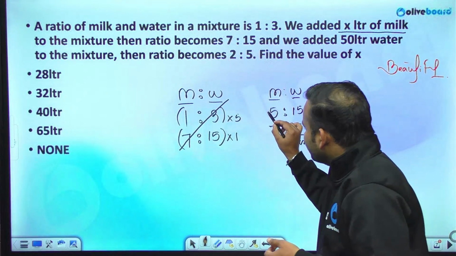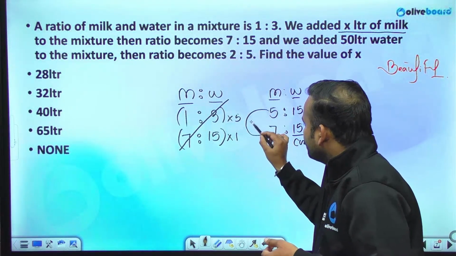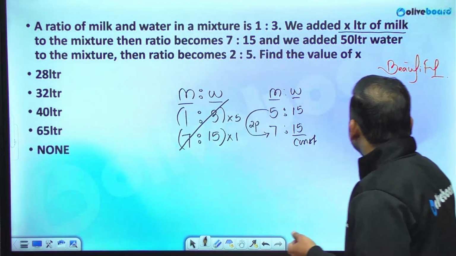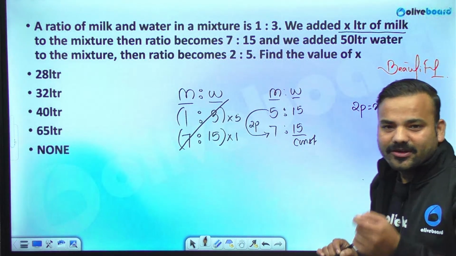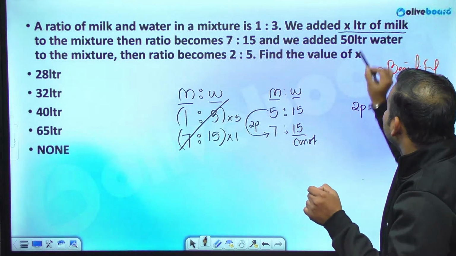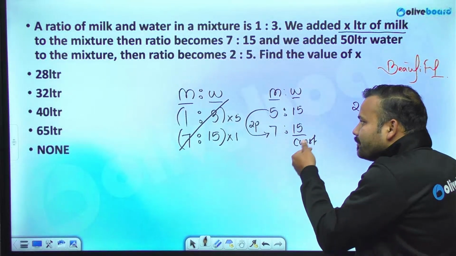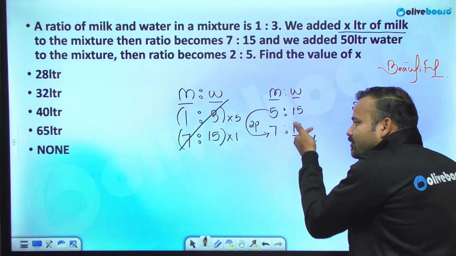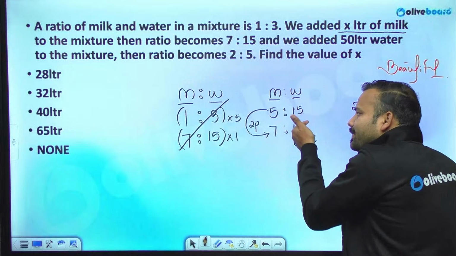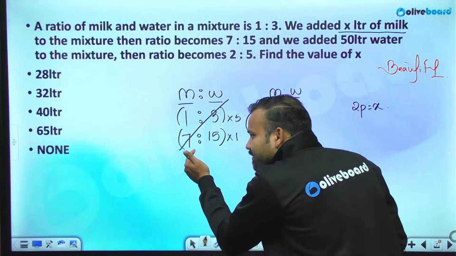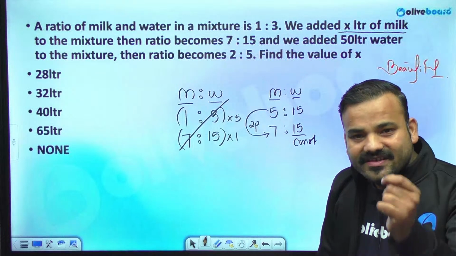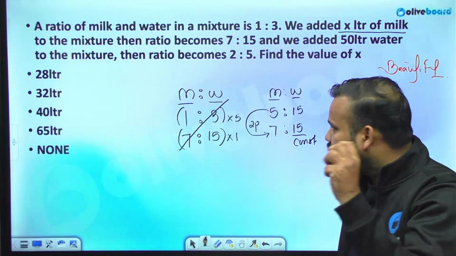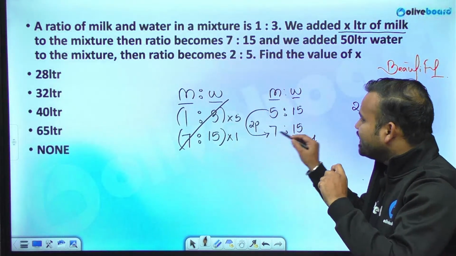it is clearly visible that the amount of milk added is 2 unit, and this 2 point is equivalent to x, isn't it? How much milk was added? X liter of milk was added. Why did I make the water wala part constant? This ratio changes only because of the addition of milk. Water was not responsible. That means the quantity of water was the same. So I made it equal.